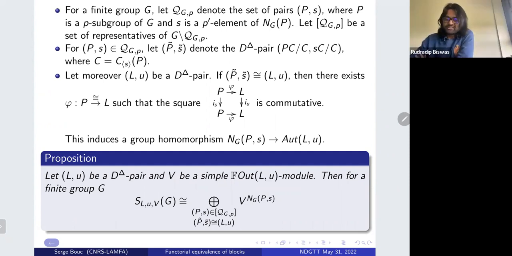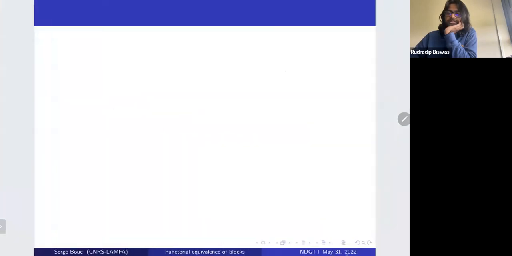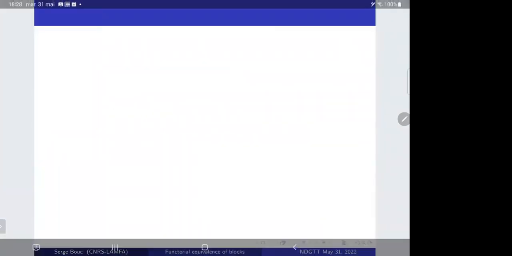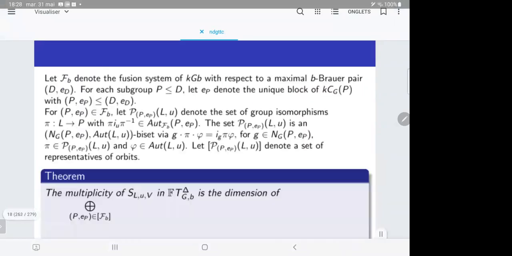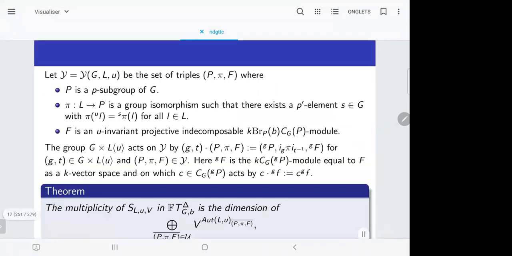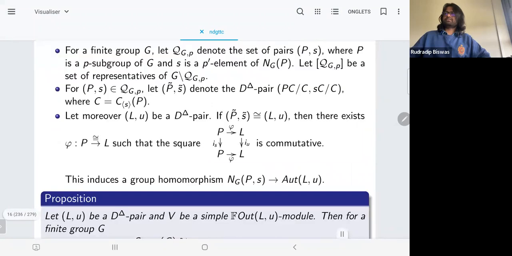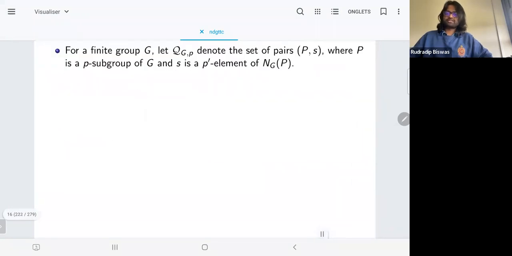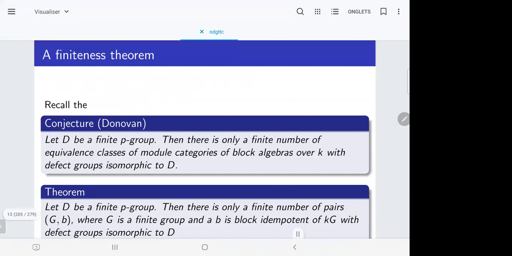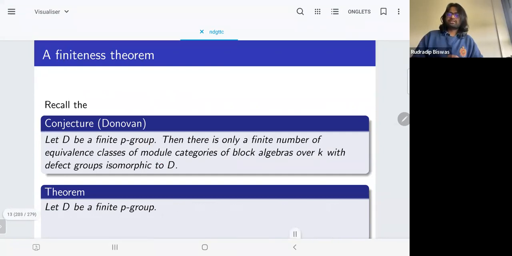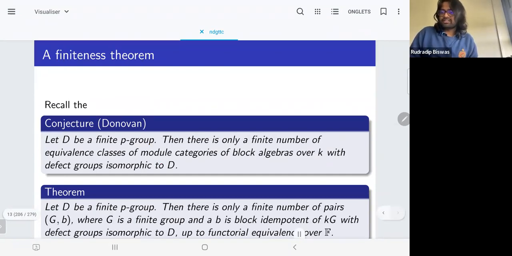So the theorem that you stated at the very end, after you stated the Donovan conjecture, there was this theorem which talked about the existence of only finitely many pairs of GB. Can you go back to the very last slide, like the one before? The very last slide. I think in your paper it's theorem 10.6. Yeah, this one. So this finite number.